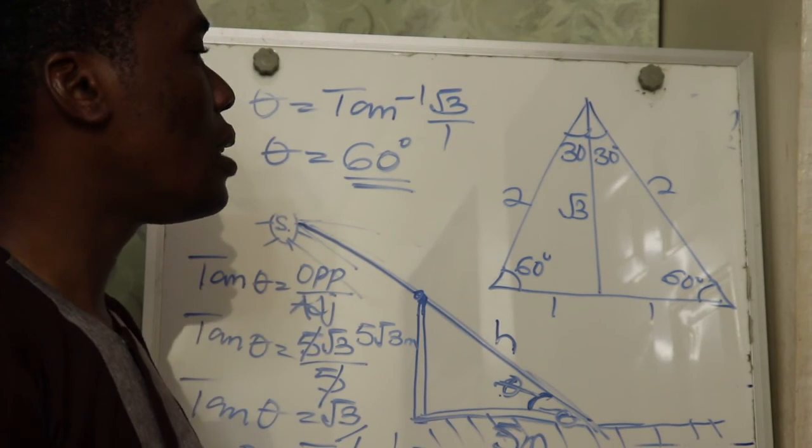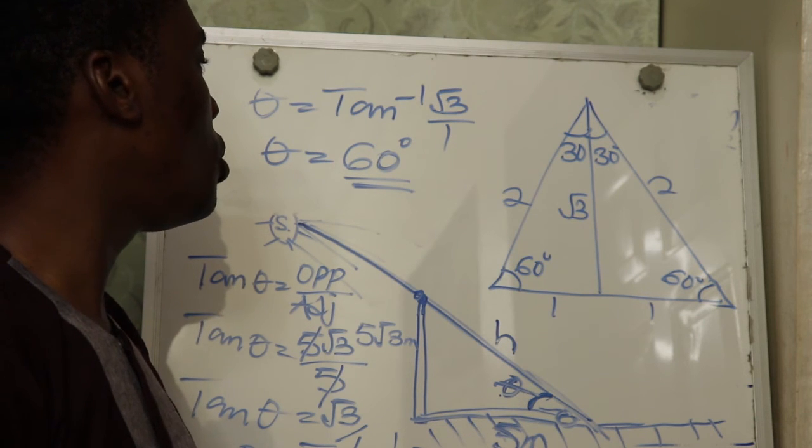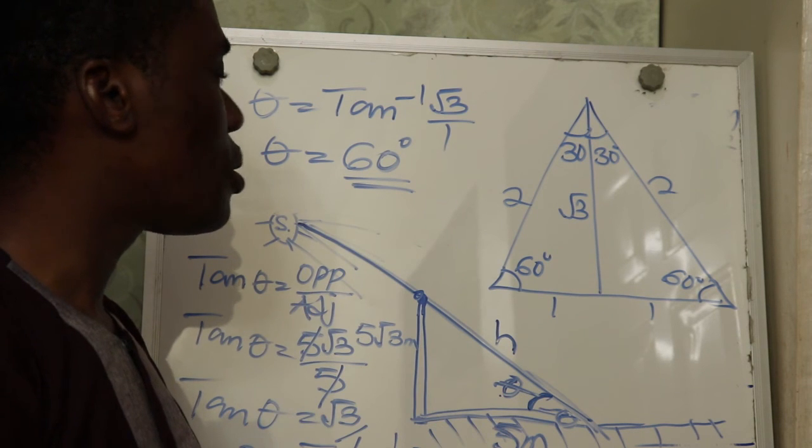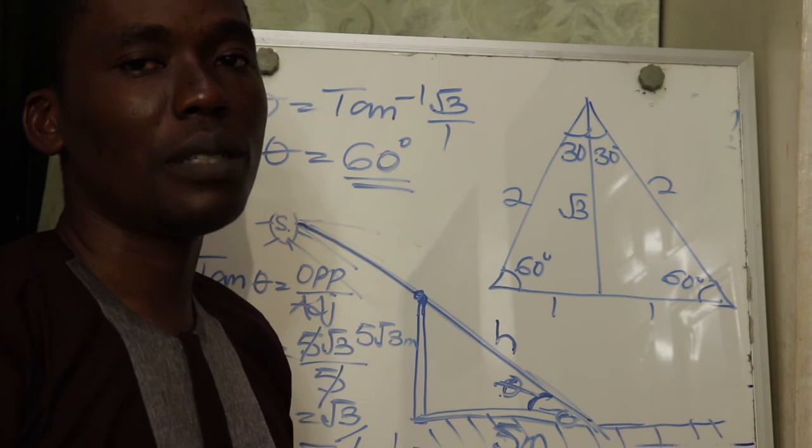So once you get that, you are going to see in whatever solution you are solving your angle theta as 60 degrees. You see, it's very easy.